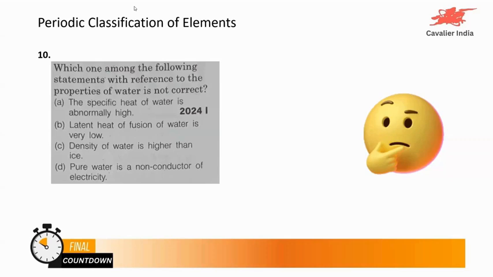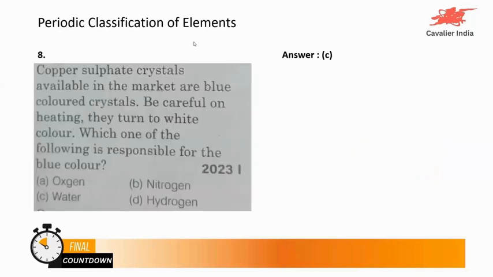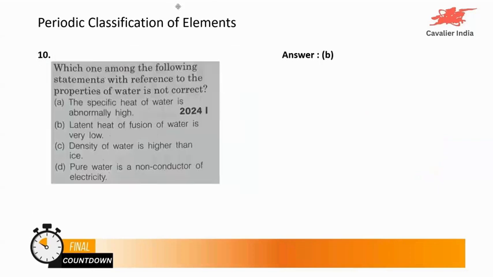Yeah, let me check with your answer. Yeah, you're right. Option B is right. Latent heat of fusion of water is what? Okay, what do you mean by latent heat of fusion of water? That is the energy required to melt 1 gram of ice at 0 degrees Celsius into water without any change in temperature. That is called latent heat of fusion. Okay, that is high for water. Sorry, that is very low for water.